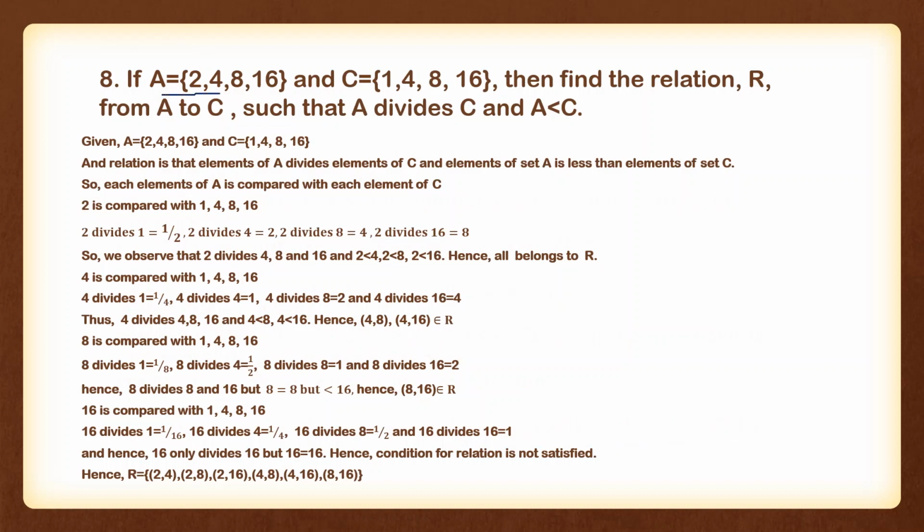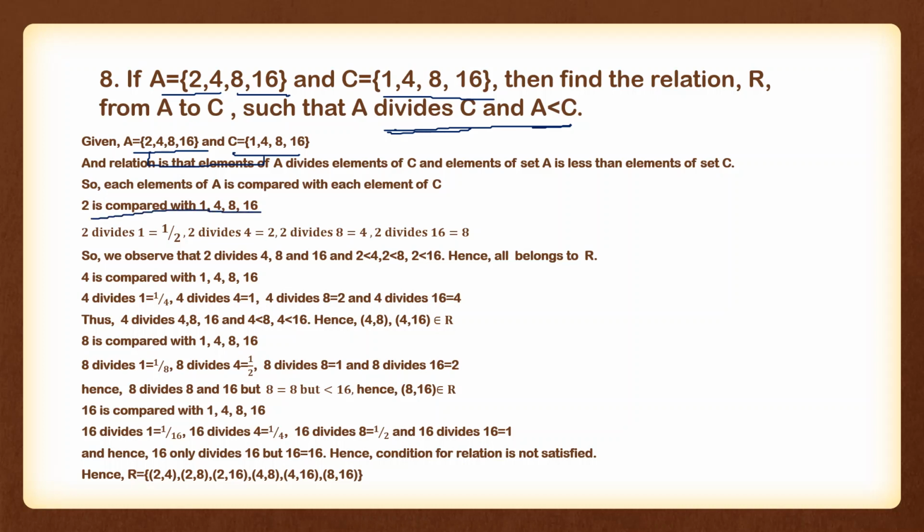If A is 2, 4, 8, 16 and C is 1, 4, 8, 16, then find the relation from A to C such that A divides C and A is less than C. So we have two conditions here, that A divides C and A is less than C. So let's see. A is this and C is this. Let's check our first element with the rest of them. So 2 is compared with 1, 4, 8, 16.